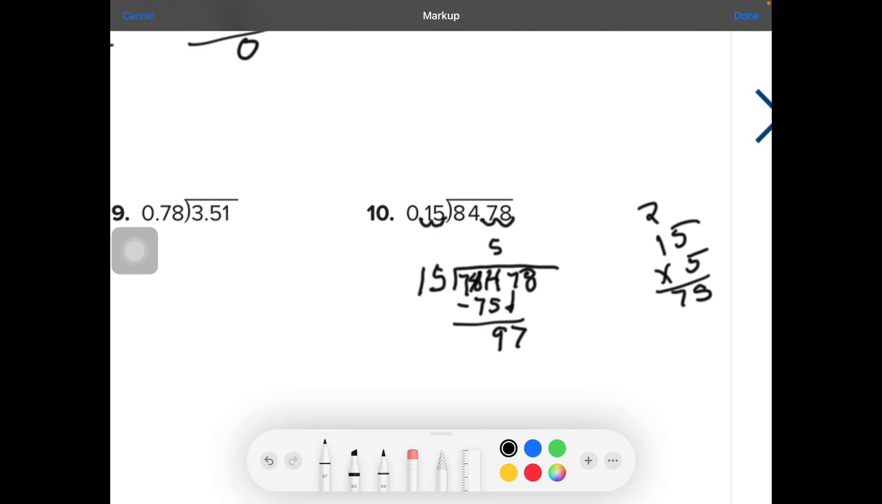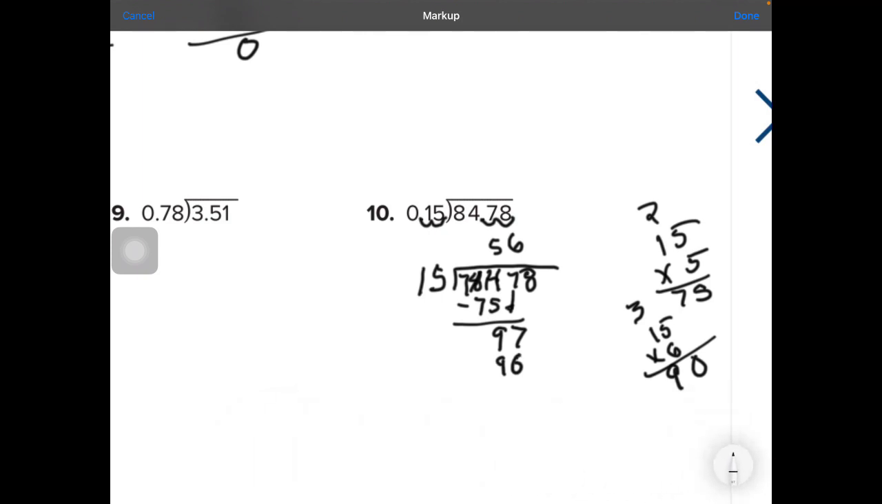9. Bring down the 7. Okay, 15 will go into 97. I wonder what 15 times 6 would be. That's as close as we're going to get. It would be 90. So then there'd be 7 left over. Bring down the 8. Okay, so 78 looks like the 5 is going to be our answer there again. And that's going to be 75. There's going to be 3 left over. And we're out of numbers.